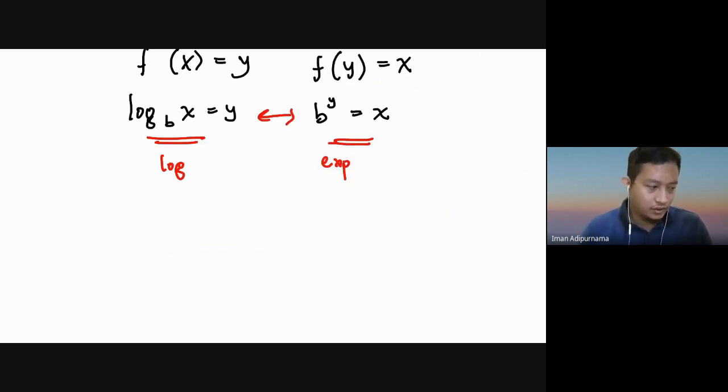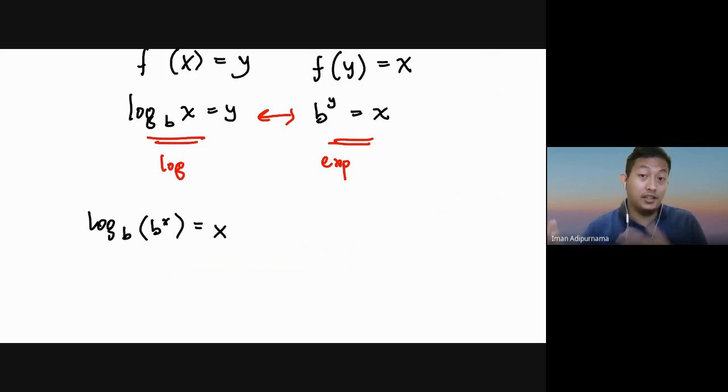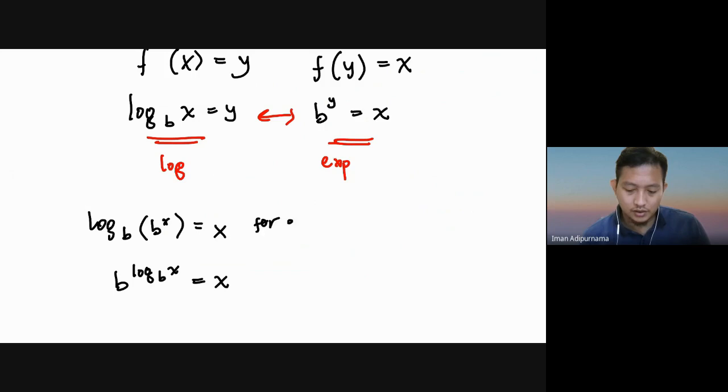Now we can also write this and exchange x with b to the power of x, then it will be x. Remember the inverse concept. So we can also have this for every x element of the real numbers, and this for every x greater than 0.